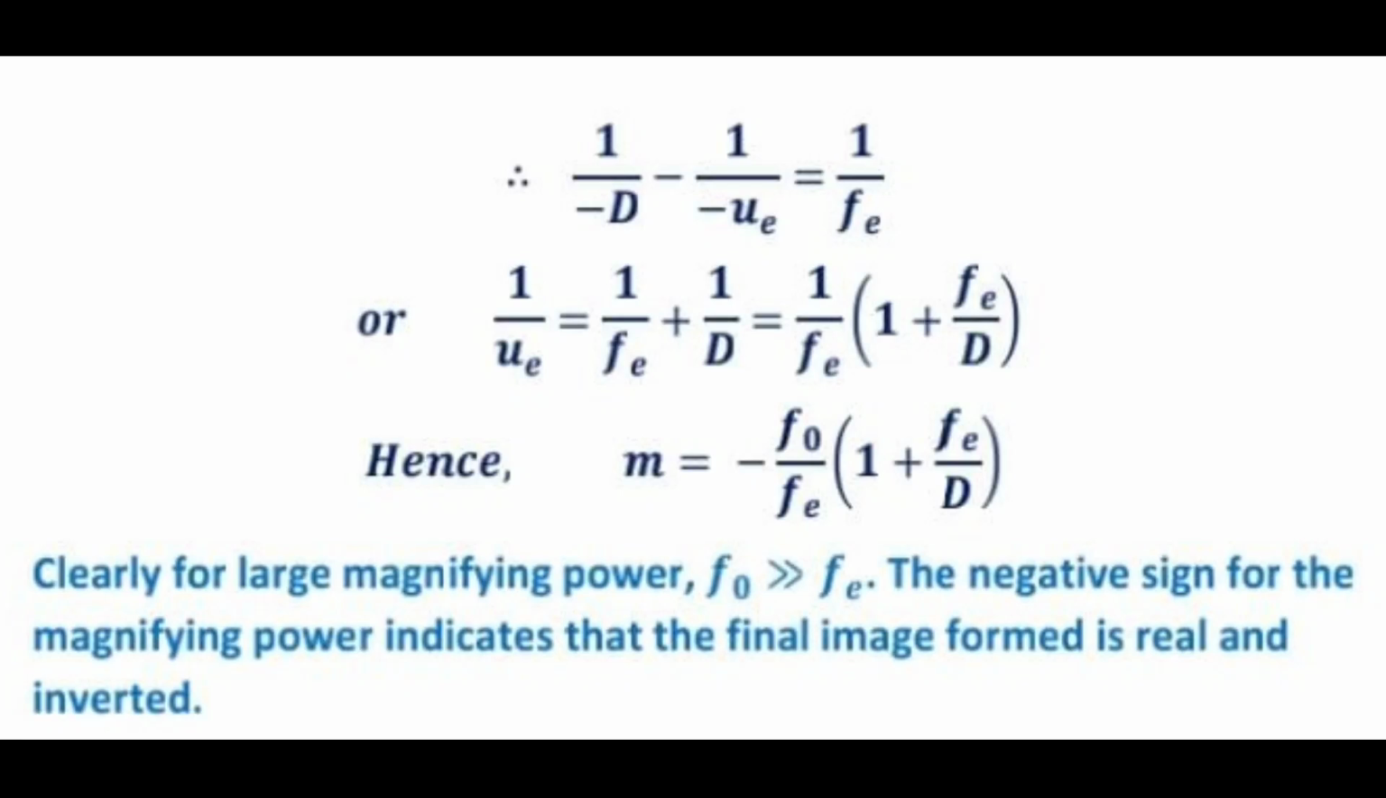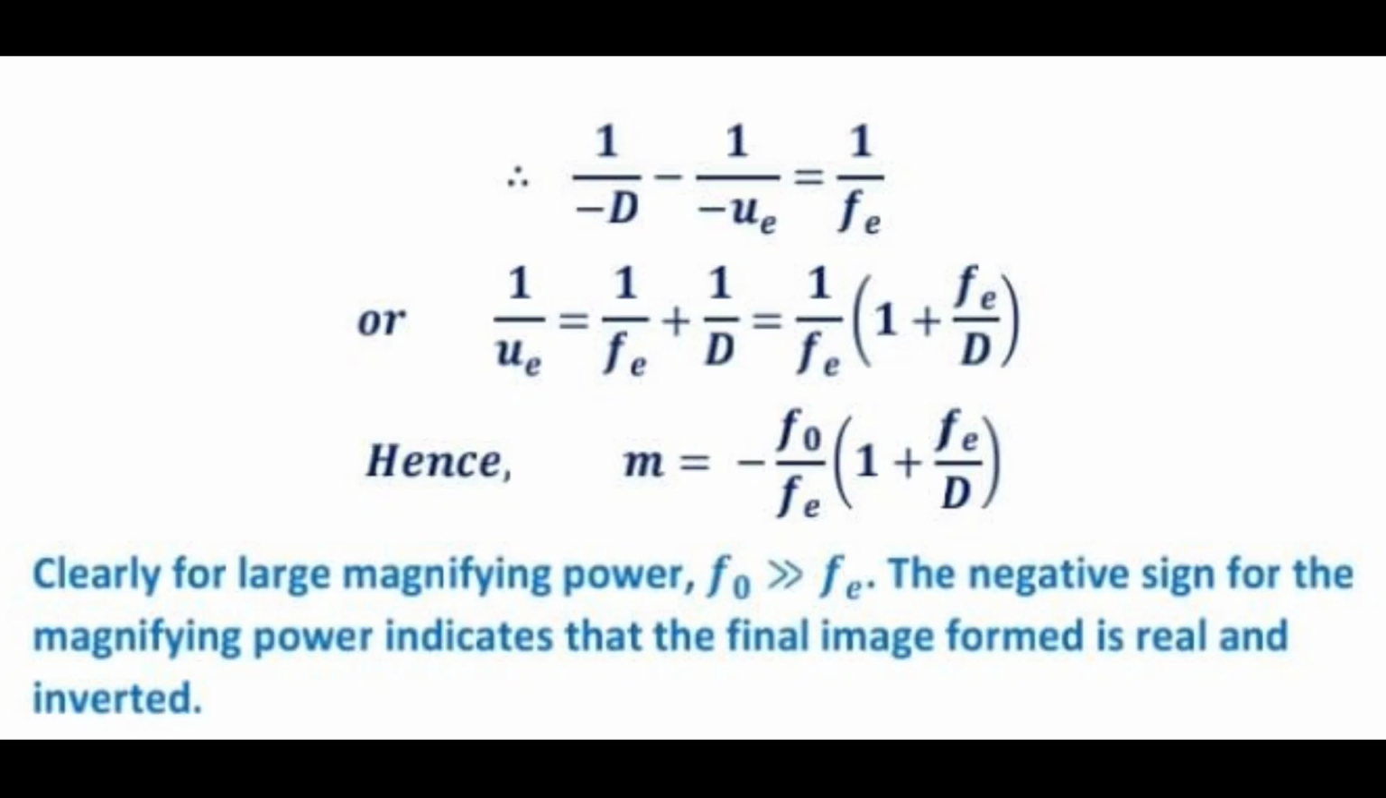So firstly we put the values of u and v. Then we do the respective calculation and create a formula for 1 upon u_e. Then we take 1 upon f_e as common and create a new formula for 1 upon u_e. We have to calculate the answer for the magnification, and we get that magnification is equal to minus f_o over u_e in our previous slide. So just put the value of u_e in terms of f_e. So we have the answer for the magnification.